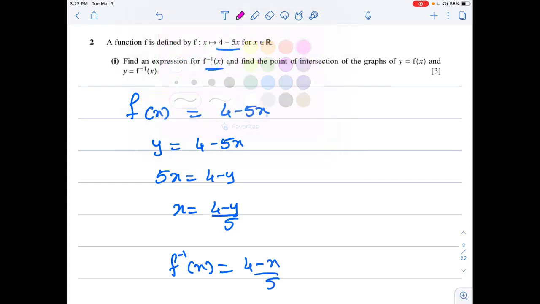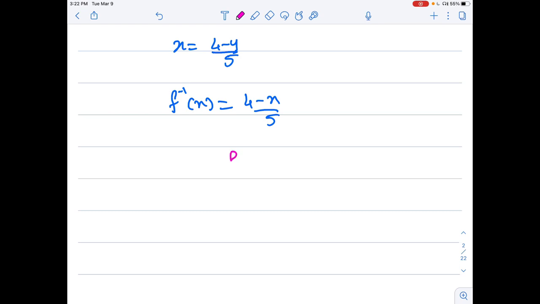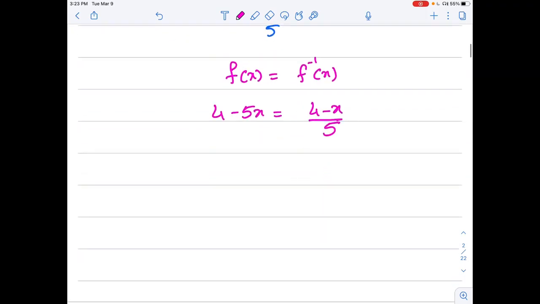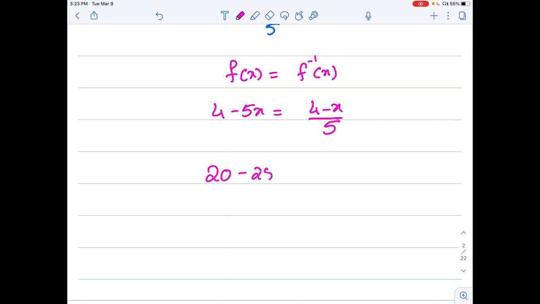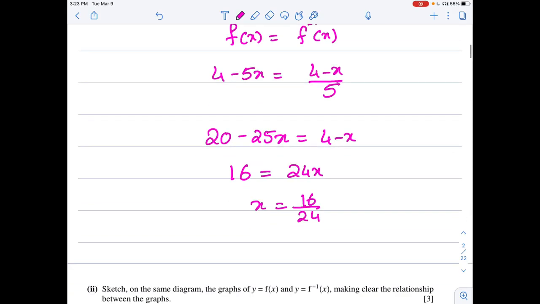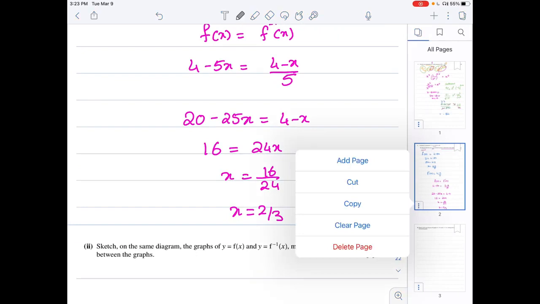In the second part of the question, find the point of intersection of f of x and f inverse of x. So f of x is equal to f inverse of x. f of x is 4 minus 5x. f inverse of x is (4 minus x) upon 5. Do the cross multiplication. 20 minus 25x is equal to 4 minus x. 16 is equal to 24x. x is equal to 16 upon 24, which is x is equal to 2 upon 3. So I got the value of x as 2 upon 3.